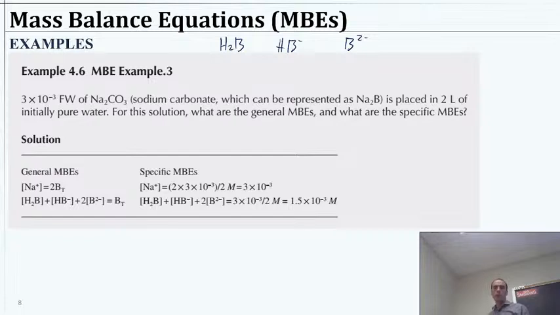Now, more specifically, we could solve and find that the sodium concentration should be 3 times 10 to the minus 3rd moles per liter. And we could then also say that is twice the amount of B total that we have.